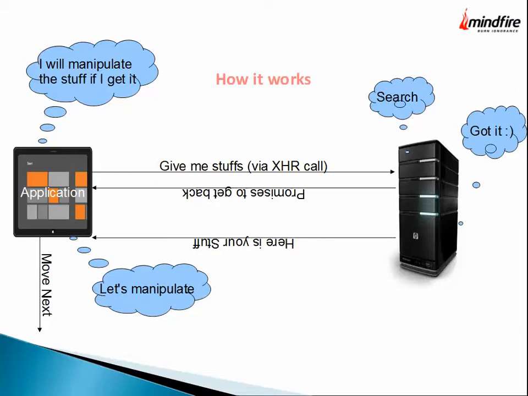Let's manipulate, because the app has the stubs, right? Although it has moved forward with the UI operation and other operations that are not associated with this particular request and response, it is doing the other job in between, and when it gets the response back, it starts manipulating the stuff that we have, right? Okay.